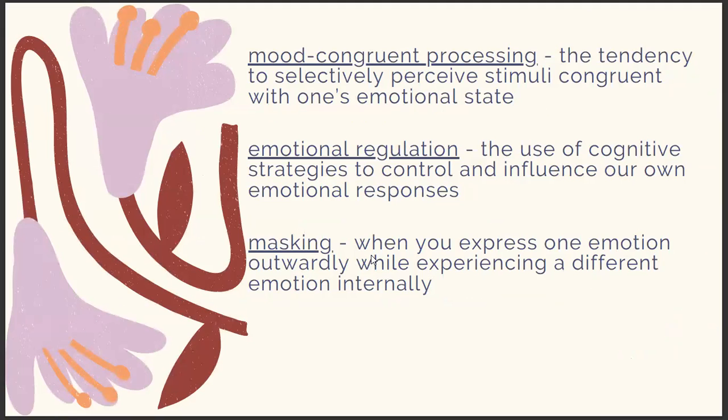Okay, so sometimes, most of the time, depending on what kind of mood we're in, it determines how we interpret the world around us. This is called mood congruent processing, the tendency to selectively perceive stimuli congruent with one's emotional state. So when you're in a good mood, you're more likely to picture things and perceive things as good, as happy, as, things are going okay. I've got nothing to complain about. People are being nice. I'm just kind of bebopping my way through the day.